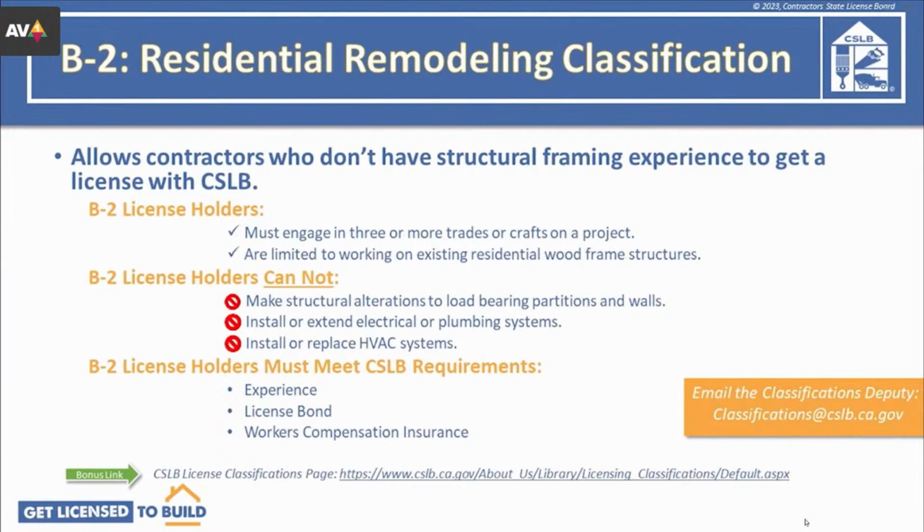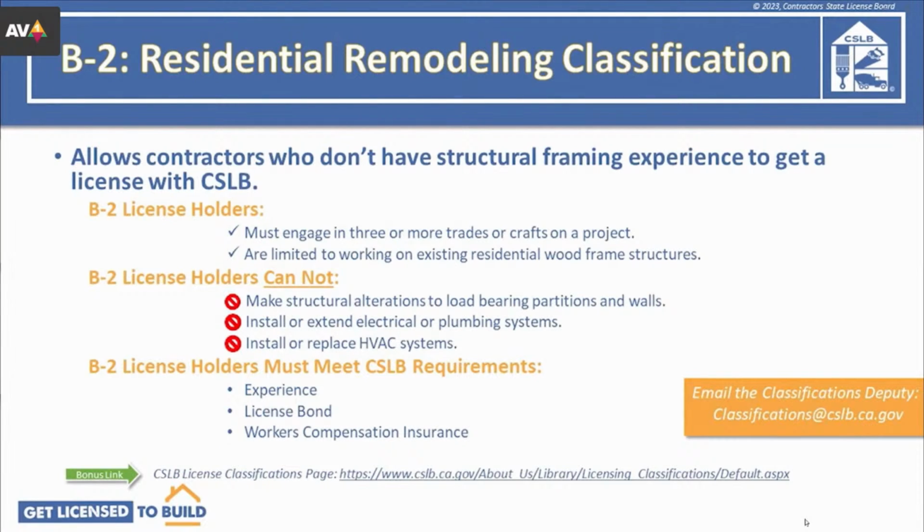CSLB's newest licensing classification is called the B2 Residential Remodeling Classification. The B2 allows contractors who don't have structural framing experience to get a license with CSLB. Here's what interested applicants need to know. B2 license holders must engage in 3 or more trades or crafts on a residential project.